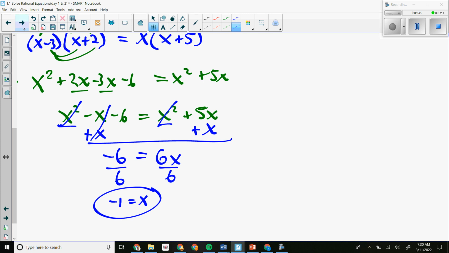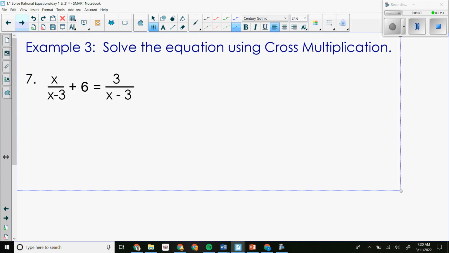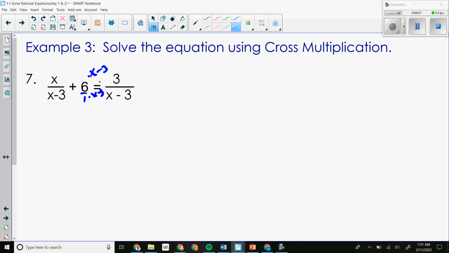All right, one more problem here for you before we end our notes together, and that is this one. This one says x over x minus 3 plus 6 equals 3 over x minus 3. Okay, so this is kind of a combination of the first few that we did. Right now I have an x minus 3. This is an x minus 3. If I were to put the 6 over a denominator, its denominator would currently be 1. And so it needs to be multiplied by x minus 3 over x minus 3.